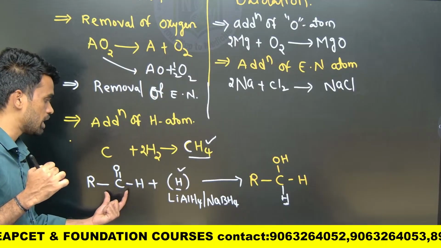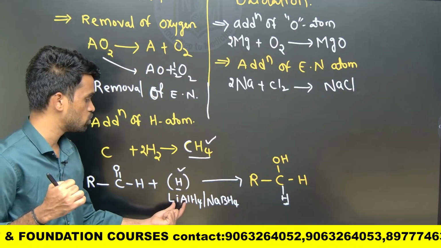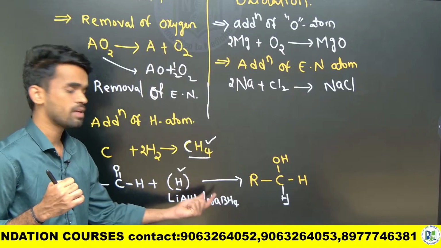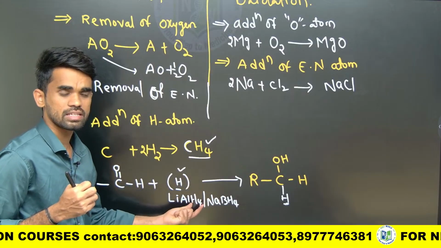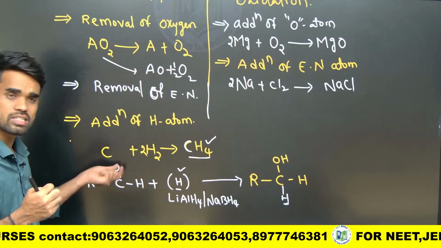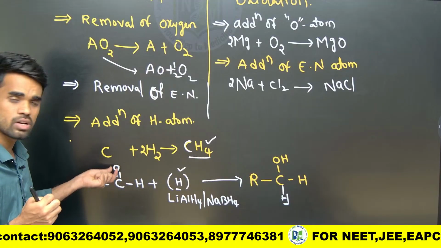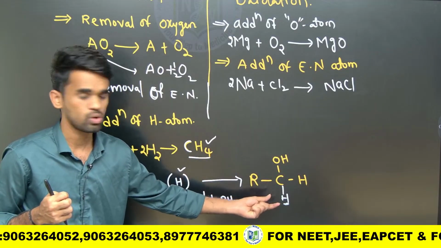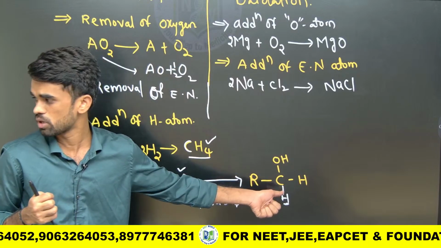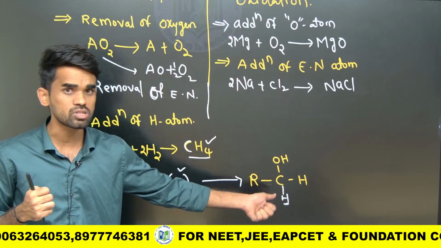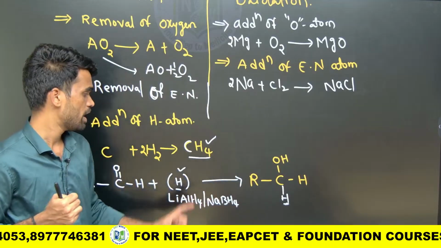So these carbonyl compounds, upon treating with reducing agents like sodium borohydride or lithium aluminium hydride, convert the carbonyl carbon into the alcoholic form. We have an alcohol as a product. So this process is what? This process is reduction, addition of hydrogen.